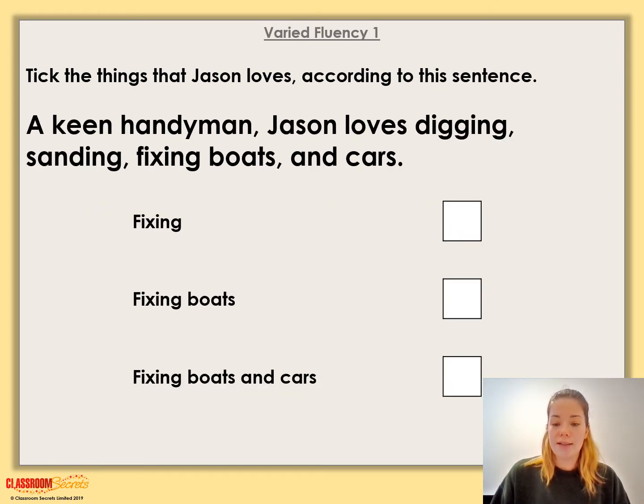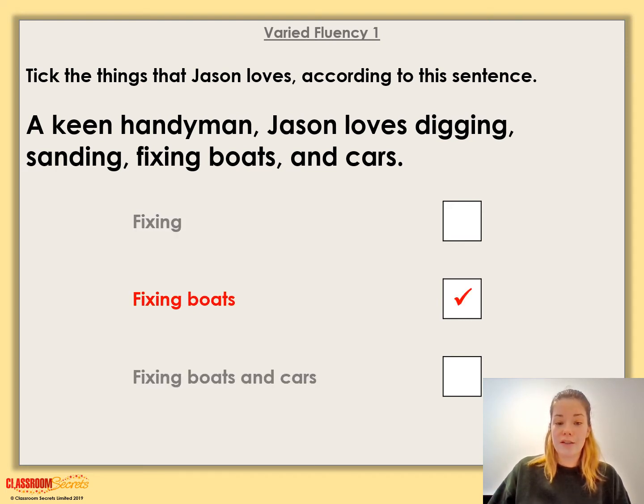Tick the things that Jason loves according to this sentence. A keen handyman, Jason loves digging, sanding, fixing boats, and cars. Commas have been used in this sentence to list things that Jason loves. I can see a comma between digging and sanding, so I know that they're two different things that he loves. Fixing boats hasn't got a comma between fixing and boats, so I know that fixing boats is one thing that he loves to do. And cars. So which one of those things does Jason love to do? Do you think it's A, B, or C?